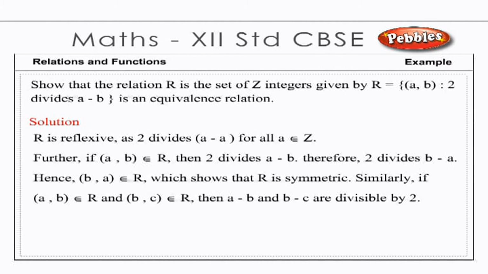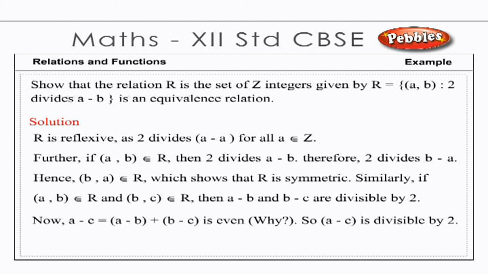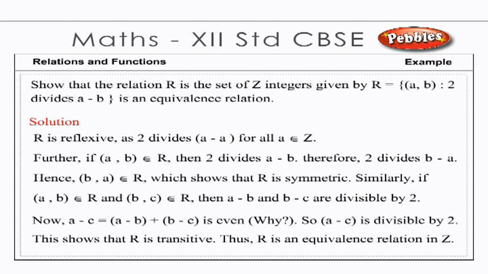Similarly, if (a, b) belongs to R and (b, c) belongs to R, then a − b and b − c are divisible by 2. Now, a − c = (a − b) + (b − c) is even. So, a − c is divisible by 2. This shows that R is transitive. Thus, R is an equivalence relation in Z.